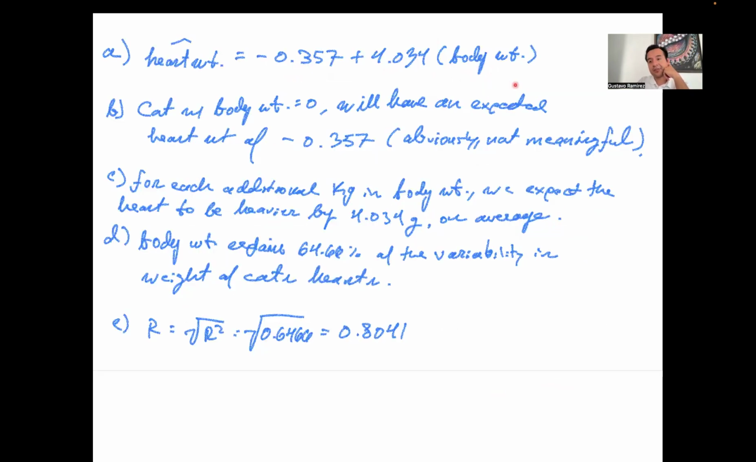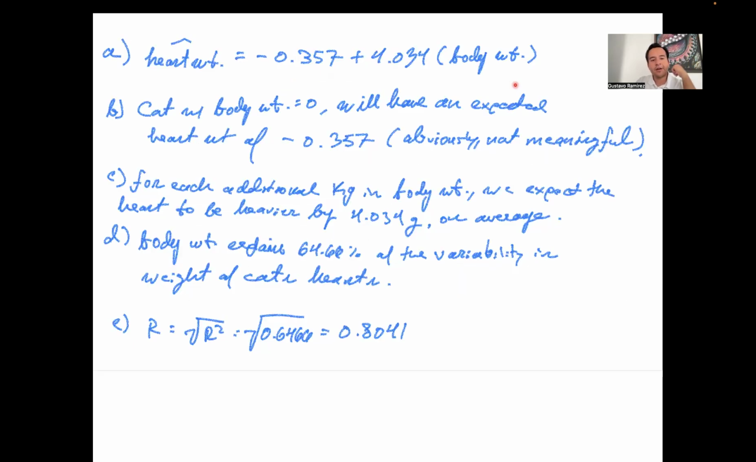A cat with body weight 0 is what the y-intercept would be highlighting, right? And again, it makes no sense whatsoever. A cat with body weight 0 is, what's this, Schrodinger's cat? It's there and it's not there at the same time. A cat with weight 0 will have an expected heart weight of negative 0.357 grams, which is again obviously absurd and meaningless. Don't think too much about the y-intercept. Okay. Anyway, C would be interpret the slope. For each additional kilogram in body weight, we would expect the heart to be heavier by 4.034 grams on average. That's the interpretation of the slope.